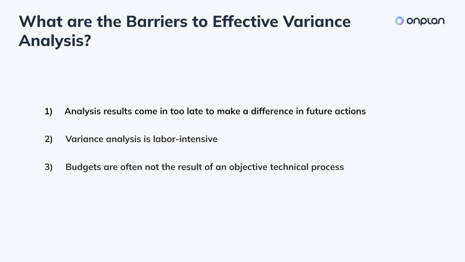Finally, budgets are not always the result of an objective, technical process. Often the budget is a function of competing interests, compromise, and company politics. When this is the case, what you will be comparing actuals to is not helpful. It is therefore essential that the budgeting process follows best practice and is as close a depiction of what is planned as possible.